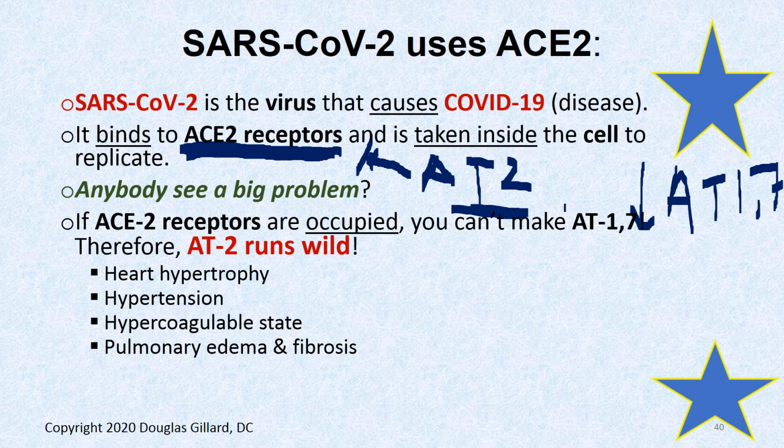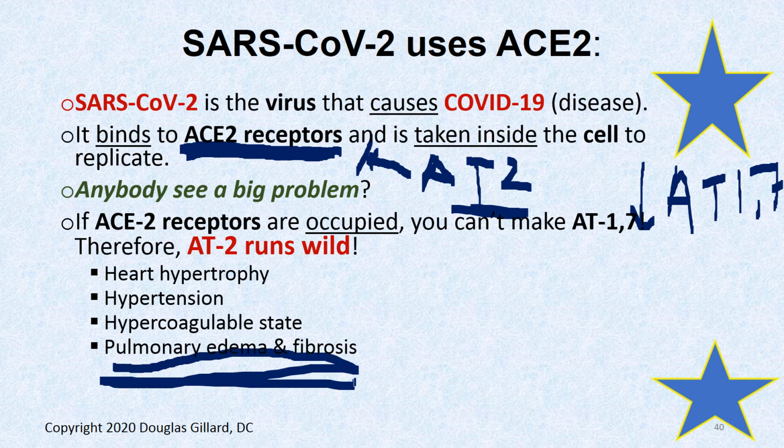And that's going to kind of stir the pot and spark the inflammation even more. So that's not good. Yeah, so ACE2 receptors are occupied. You can't bind angiotensin 2, and therefore you can't make angiotensin 1-7. Let's see, did I mess something up? If it binds ACE2 receptors and they're occupied, then you can't take the angiotensin 2 and make angiotensin 1-7. Therefore, angiotensin 2 runs wild, and you get things. This is the big one, right? That's what's killing people: pulmonary edema, fibrosis.